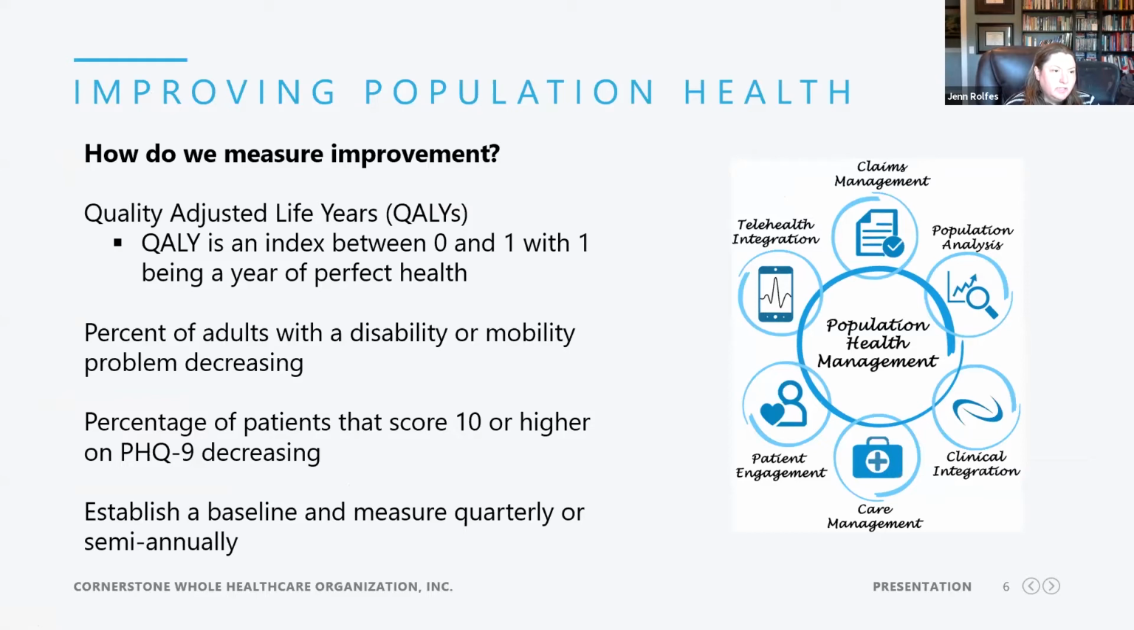So what we want to look at with population health is the percent of adults with a disability or mobility problem decreasing over time. Or with mental health, we could look at the percentage of patients that score 10 or higher on a PHQ-9 decreasing over time. And then we could establish a baseline and measure quarterly or semi-annually within the population.